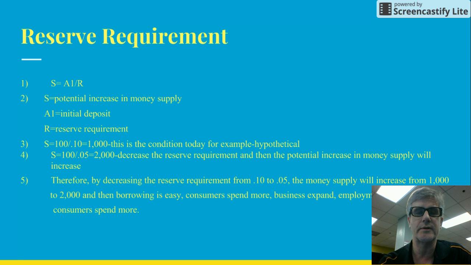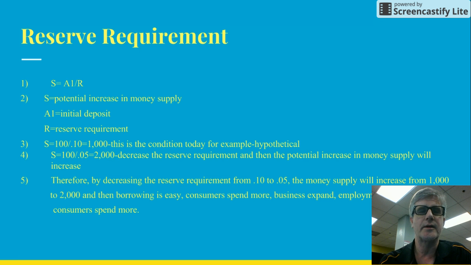We lowered the reserve requirement and we increased the money supply. So by decreasing the reserve requirement from 10% to 5%, the money supply will increase from 1,000 to 2,000, making borrowing easy, consumers spend more, businesses expand, and employment increases. This is what we wanted to do, and this is our goal.